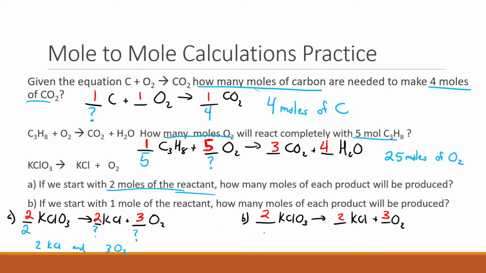For B, if we start with 1 mole of the reactant, how many moles of each product will we make? In this case, we're going 2 over 1, so we're cutting things in half. 2 over 1 equals 2 over 1. And 3 over 1.5. It's okay to have a fractional or decimal answer, but remember, it is not okay to have anything other than a whole number when balancing the equation.